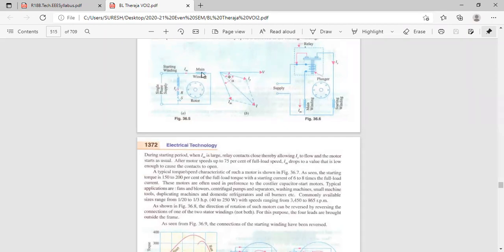And this main winding is connected to single phase supply. Why do you use a starting winding? Only for starting. Once it reaches rated speed, this winding is automatically cut out.